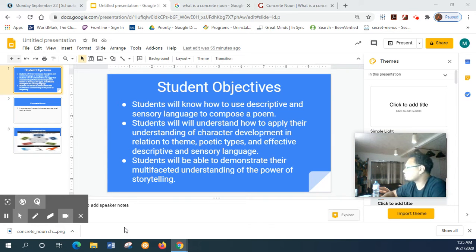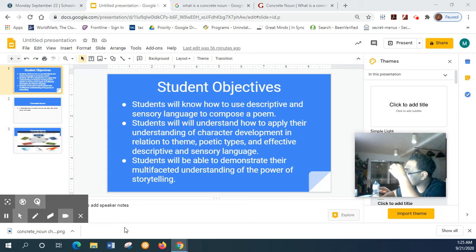So today's objectives, students' objectives: you will learn how to use descriptive and sensory language to compose a poem. Students will understand how to apply understanding of character development in relation to theme, poetic types, and effective descriptive and sensory language. Students will be able to demonstrate multifaceted understanding of the power of storytelling.